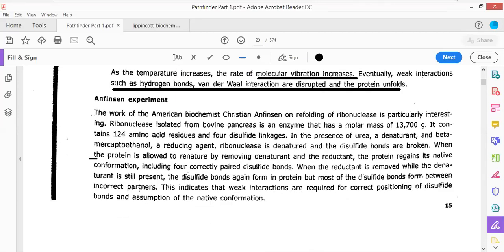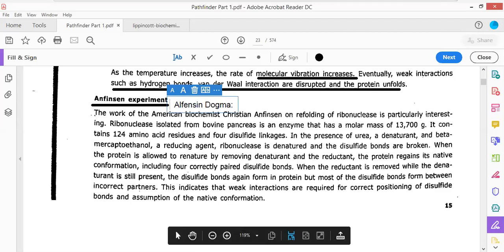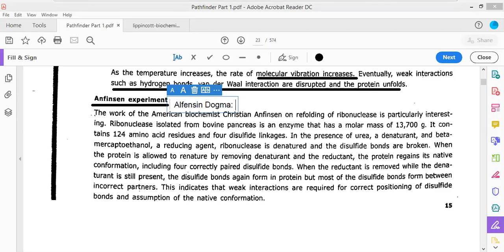Now, there was a scientist referred to as Christian Anfinsen, and he gave a very important concept. Thrice the questions have been asked, and that concept is referred to as Anfinsen dogma. Again, it is not given in Pathfinder, neither in old nor in new Pathfinder. So you have to study about Anfinsen dogma. Now, what is Anfinsen's experiment? First you have to study that, then you have to study about Anfinsen dogma.